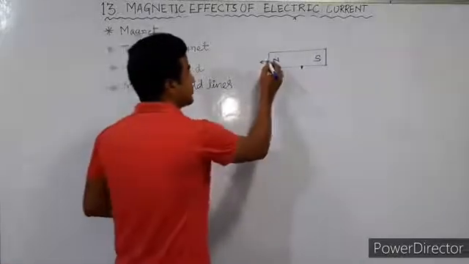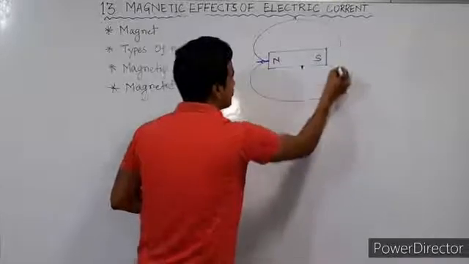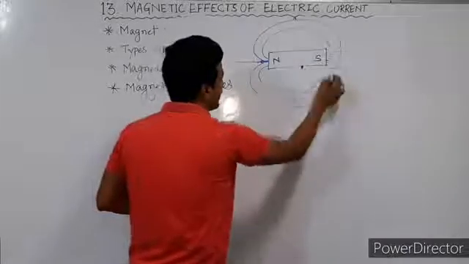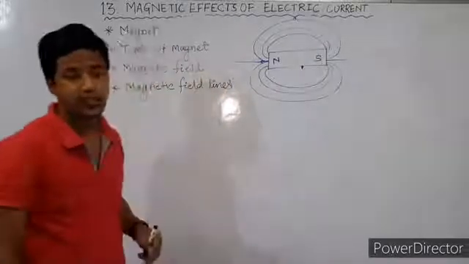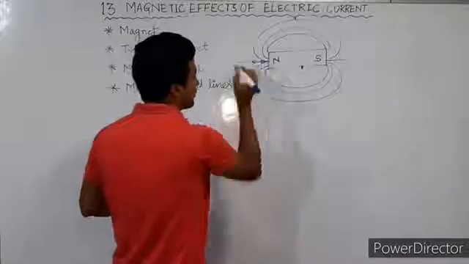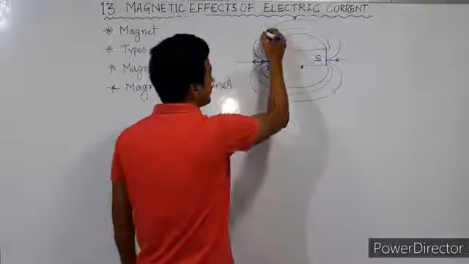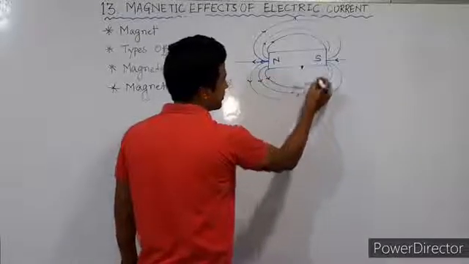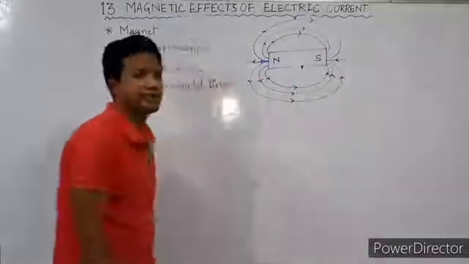So how is it represented? These are the imaginary lines. How will you identify what these lines look like? Always remember, the magnetic field lines always start from the north pole and end at the south pole. So the field will be like this. It always starts at the North Pole and ends at the South Pole.